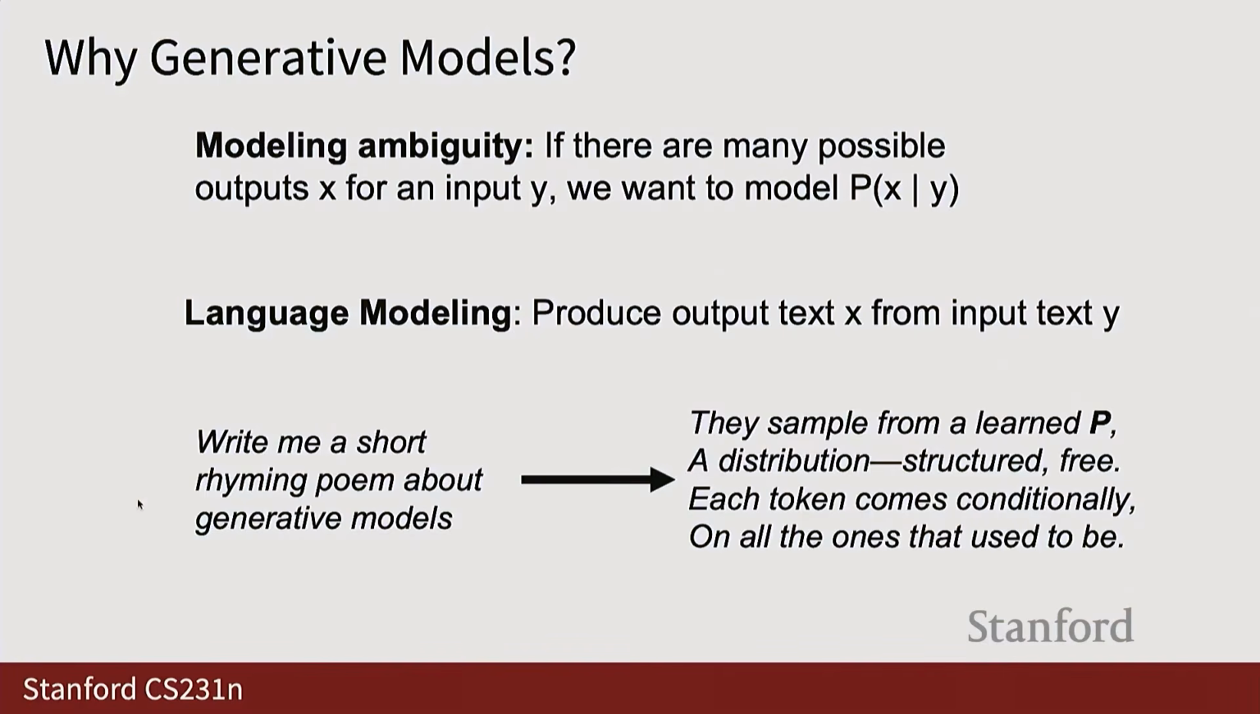So here's an example from ChatGPT. The input is write me a short rhyming poem about generative models. And wow, it actually works. This is crazy. This didn't work at all when we first taught this class. I'm not going to read it. That will be embarrassing. You can read it yourself.